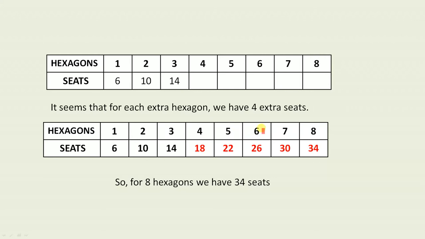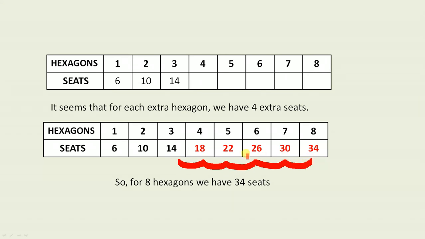So let's move on now and write down 8 hexagons joined together, because that's what we're asked to do. So after 3 hexagons altogether, there are 14 seats. Add the extra hexagon, add an extra 4 seats. That takes it to 18. 5 hexagons is 22. 6 hexagons, 26. 7 is 30, and 8 is 34. So we just keep adding 4 seats each time.